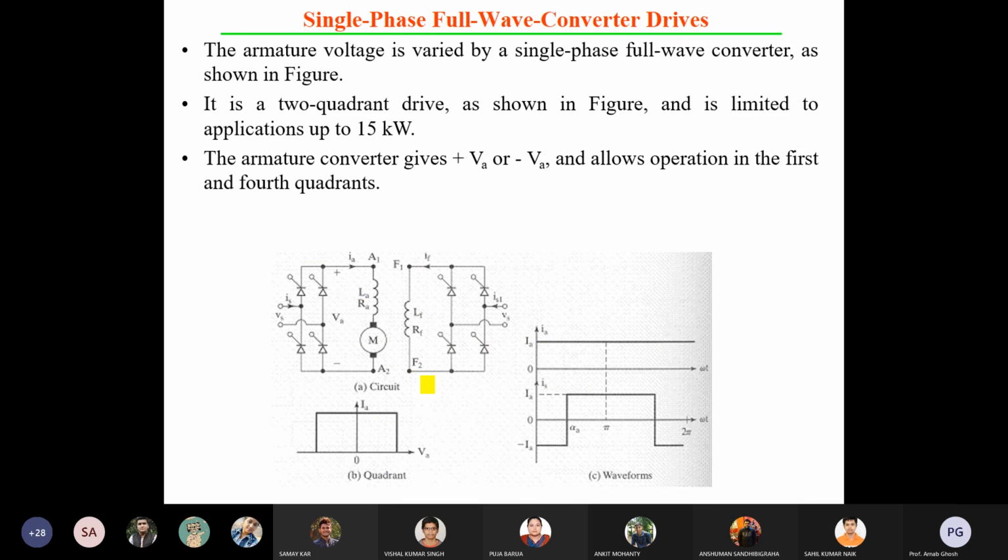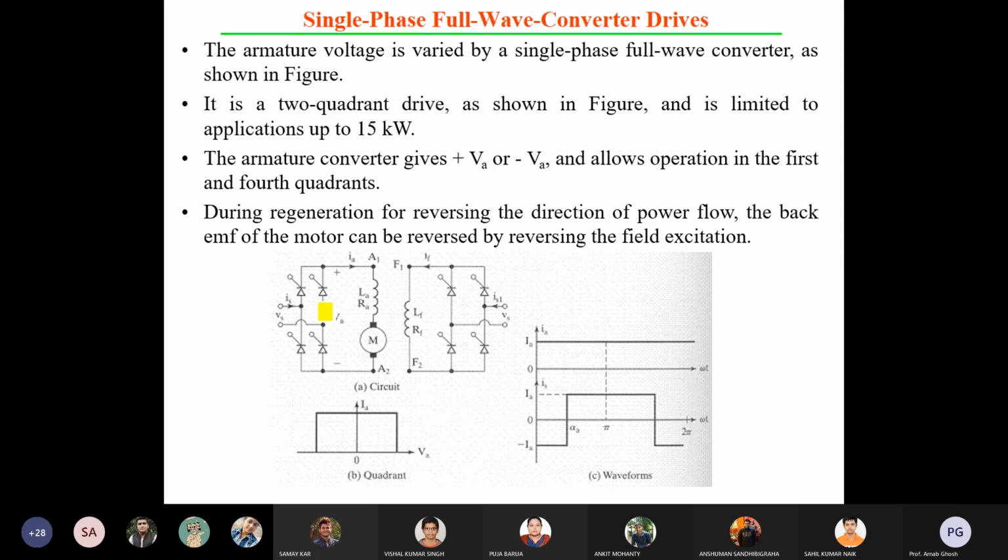Single phase full wave converter drives. For a single phase full wave converter, instead of a half wave converter, you are using a controlled full wave converter, a controlled full bridge. You know that 4 SCRs are connected in bridge configuration, and if you give AC directly, you will get regulated DC. From the regulated DC, the motor is fed. You can vary the motor terminal voltage and the motor speed may be varied.